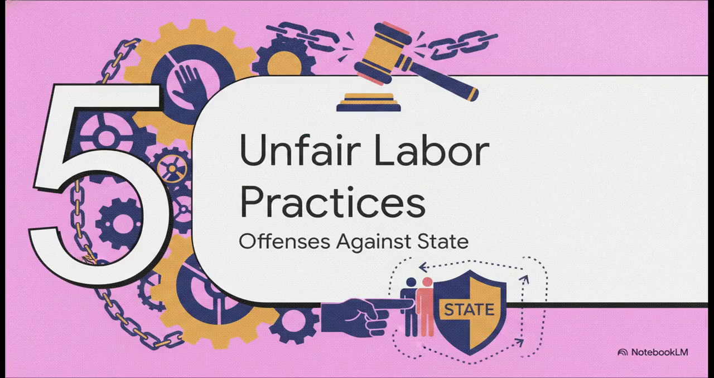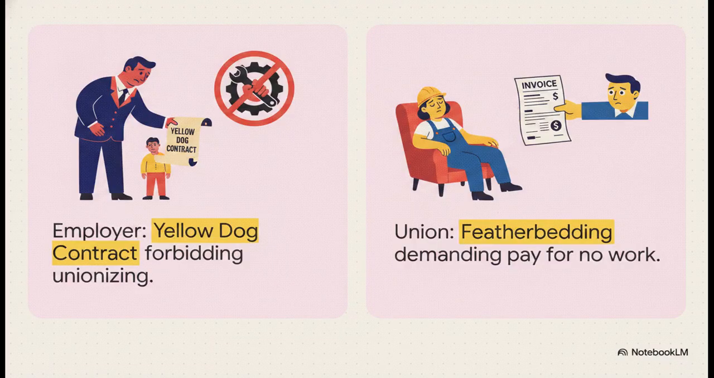Which leads us to Section 5, Unfair Labor Practices. It's absolutely crucial to look at this impartially. An unfair labor practice, or a ULP, is not merely a standard breach of contract or a simple workplace disagreement. Under the law, ULPs are considered offenses against the state itself. They are specific acts that directly violate the worker's fundamental constitutional right to self-organize. Let's contrast how the law views violations from both sides of the table, because both can be at fault.